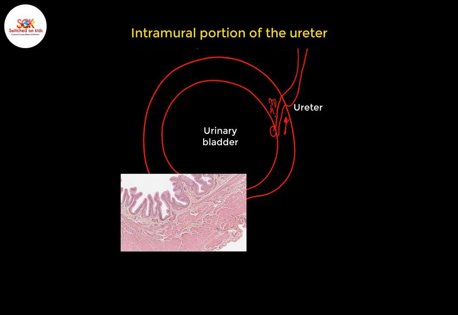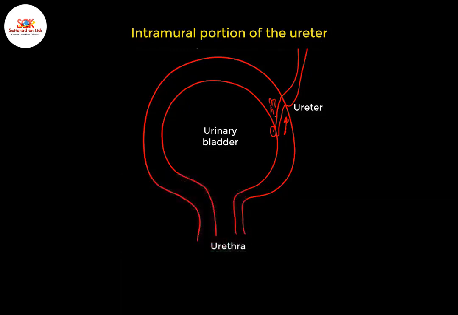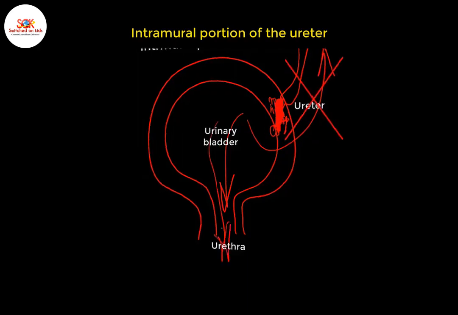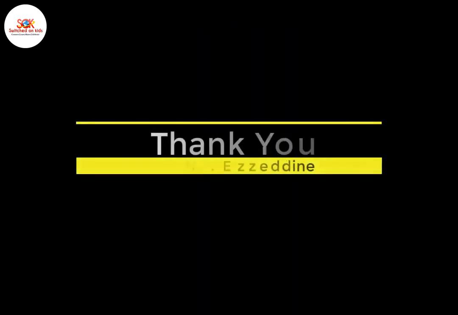This intramural course has a functional importance, because when the urinary bladder contracts during urination, it will expel the urine through the urethra, but some of the urine will try to reflux back into the ureter. Because the ureter has an intramural portion, this reflux is prevented because the urinary bladder squeezes the intramural portion as the wall of the bladder contracts.